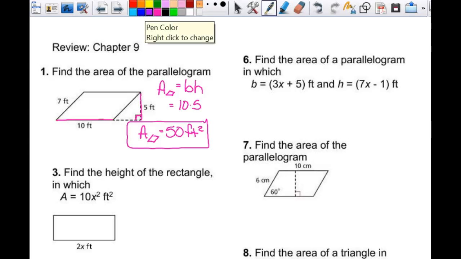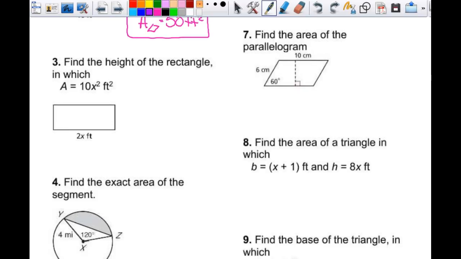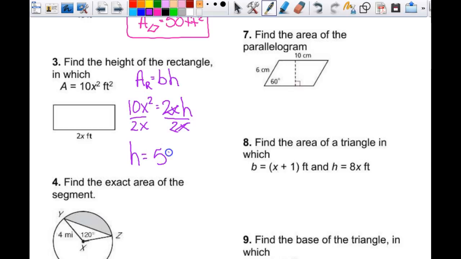Then I'm going to find the height of the rectangle given that area. So the area of the rectangle is equal to base times height. I know the area of the rectangle, it's 10x squared. I know the base, which is 2x, and the height is what I'm looking for. So to get the height by itself, I'm going to divide both sides by 2x. These cancel out, that's why I did it. So the height is equal to 10 divided by 2 is 5, x squared divided by x is x, and my units are feet.